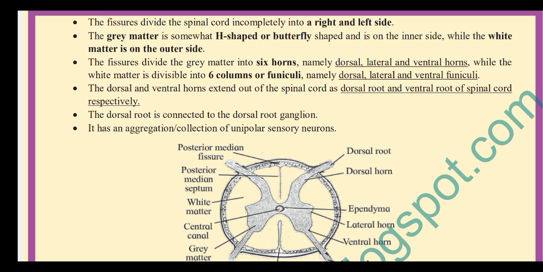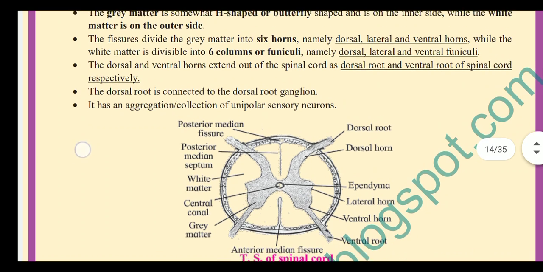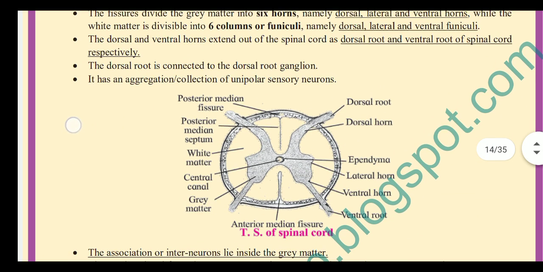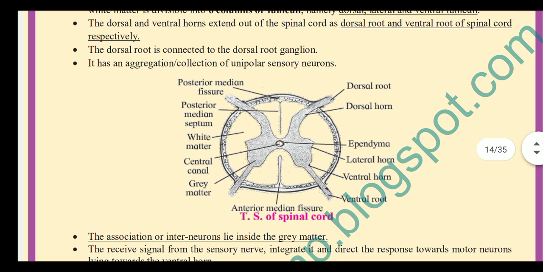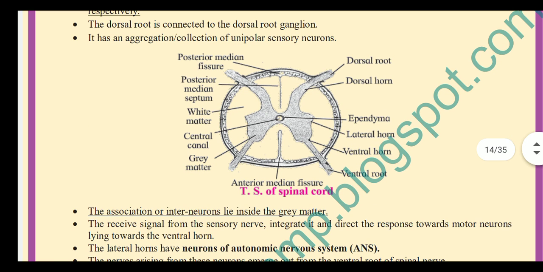So the fissure divides the gray matter into horns, namely the dorsal, lateral and ventral horns, while the white matter is divisible into columns or funiculi, namely the dorsal, lateral and ventral funiculi. The dorsal and ventral horns extend out of the spinal cord as the dorsal root and the ventral root of the spinal cord respectively. The dorsal root is connected to the dorsal root ganglion. It has an aggregation, a collection, of unipolar sensory neurons.